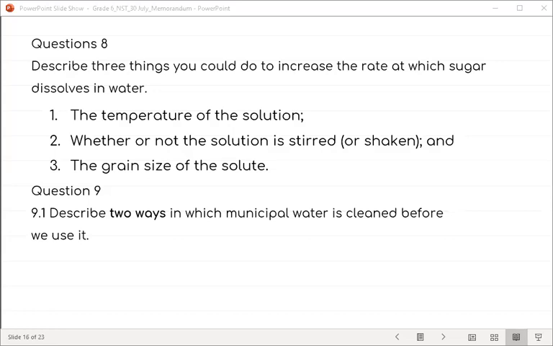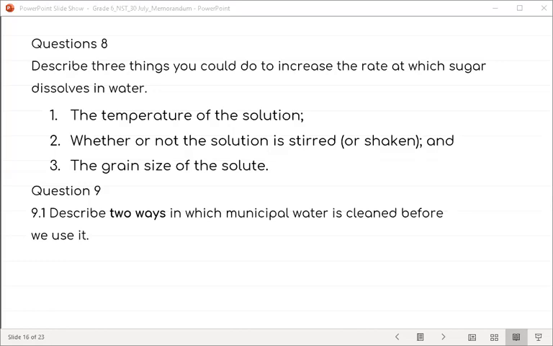Is Makara still on? Looks like we lost Makara there. Kulisiwe, talk to me. The first reason for the municipality water is clean before we use it is so we can drink it. Okay, wait. It says describe 2 ways. So when you're talking about 2 ways, we want the methods that the municipality uses to clean the water. Okay, so what are the 2 ways? How do you think water is cleaned? Okay, let's ask the class to help you.